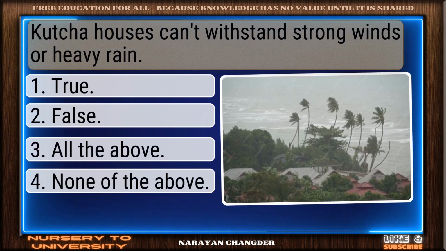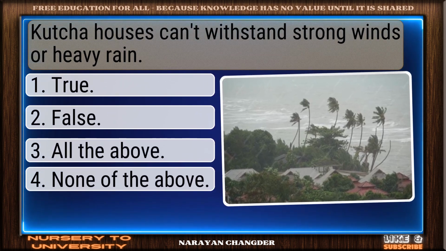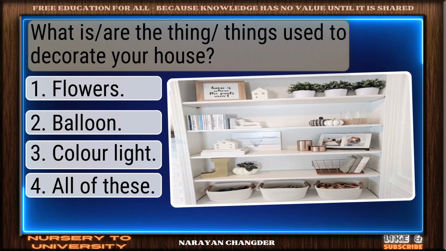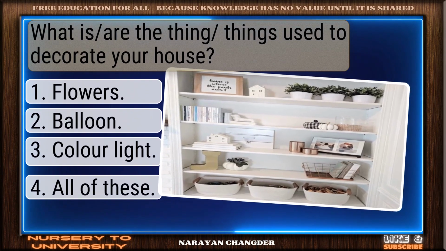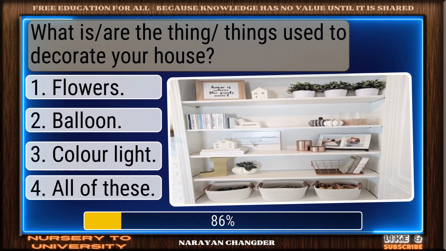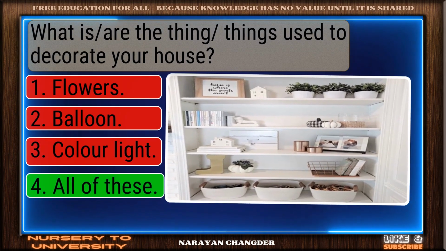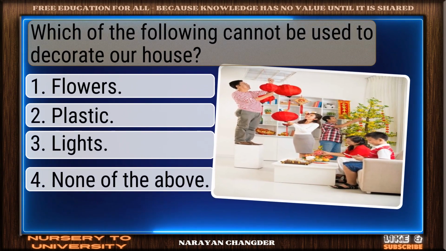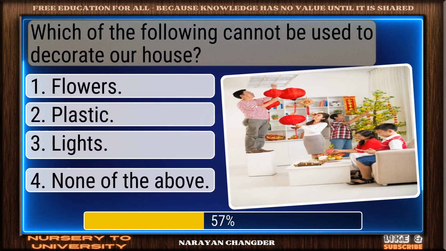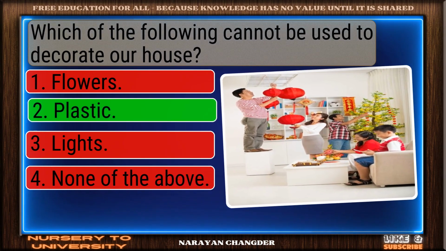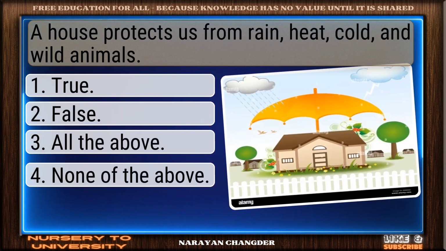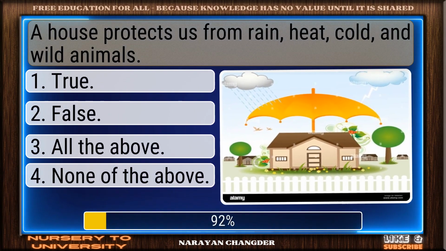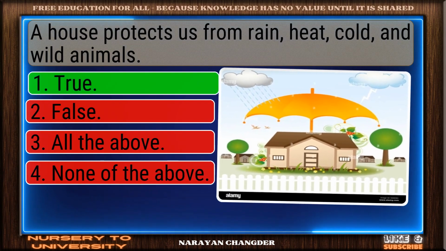Kutcha houses can't withstand strong winds or heavy rain. True is a valid answer. What are the things used to decorate your house? All of these is the right choice. Which of the following cannot be used to decorate our house? You chose plastic, and it is correct. A house protects us from rain, heat, cold, and wild animals. Your choice, true, is right.